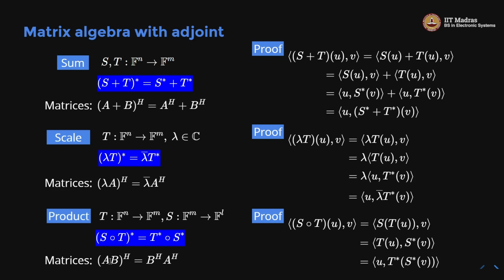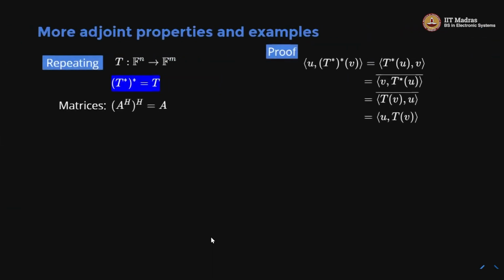The ordering reverses. So what it means in matrices is (AB) whole Hermitian. If you take the product and then do Hermitian, it's the same as B Hermitian times A Hermitian. So this reversal alone you have to remember. This is something important to keep in mind. The proof is here. You can go through the proof. It again uses the same relationship over and over again. So these properties tell you how to deal with just the algebra of adjoints.